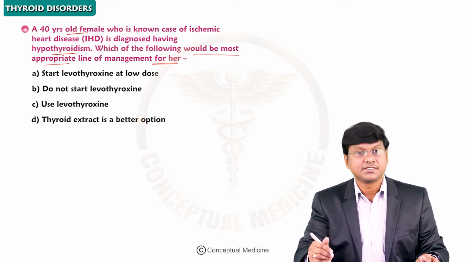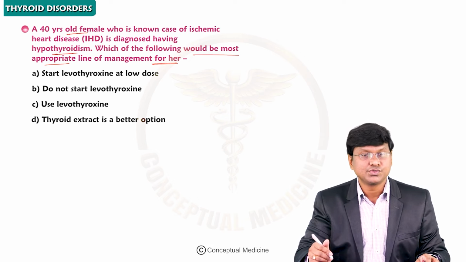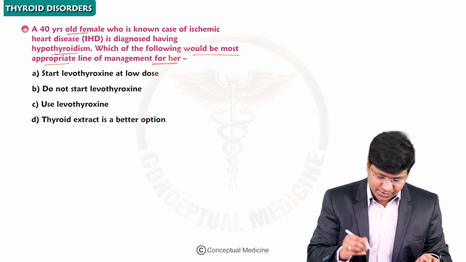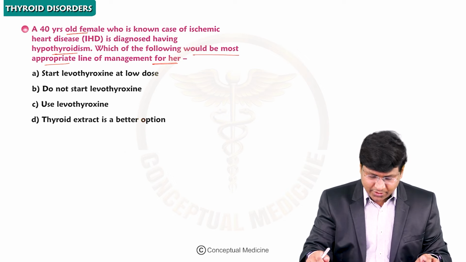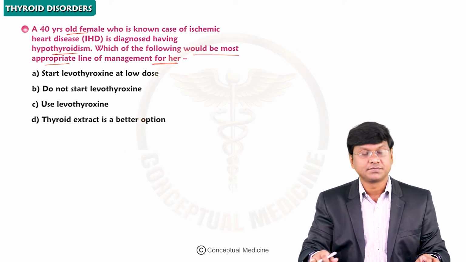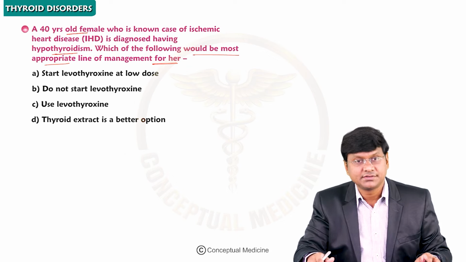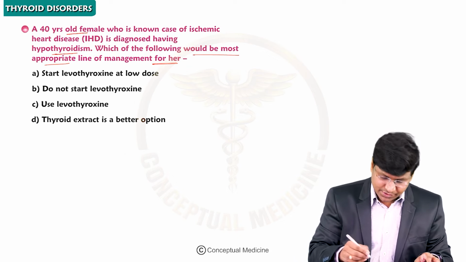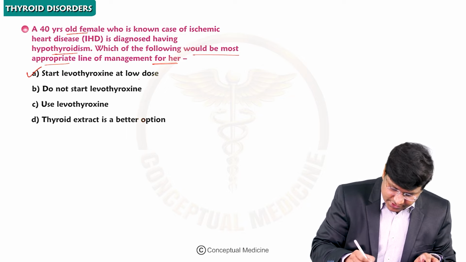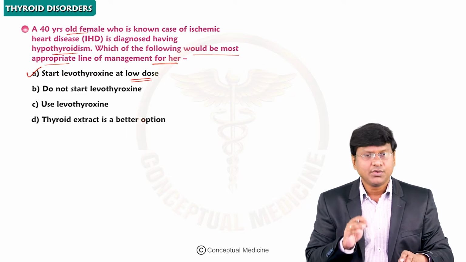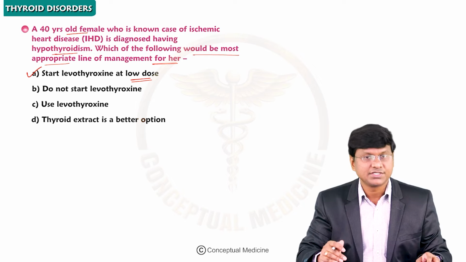The options are: start levothyroxine at low dose, do not start levothyroxine, use levothyroxine, or thyroid extract is a better option. So now what do you think is the answer? Right? The answer is you need to start levothyroxine at low dose. Now why is it that we need to start levothyroxine at the low dose?